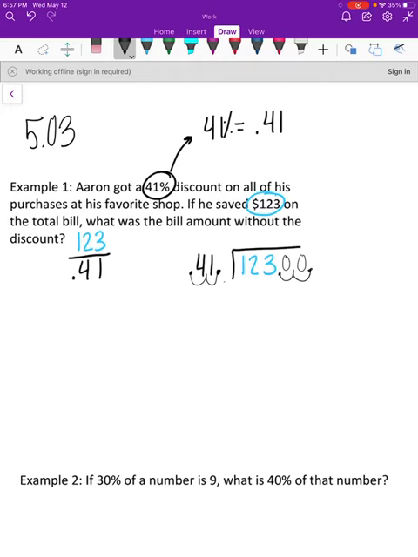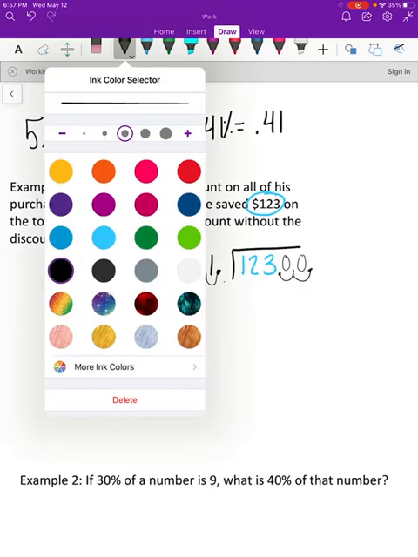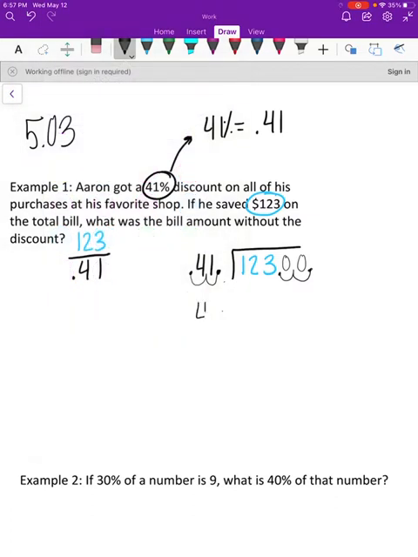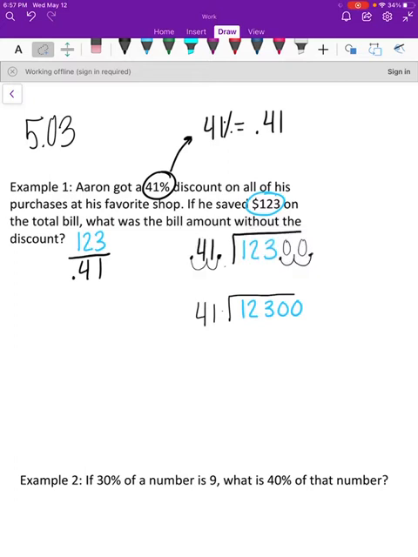So now basically we are dividing 41 divided by 12,300. And that's just how we divide decimals. So we're going to take 41. Let's see, 41 doesn't go into 1. 41 doesn't go into 12, but it does go into 123.